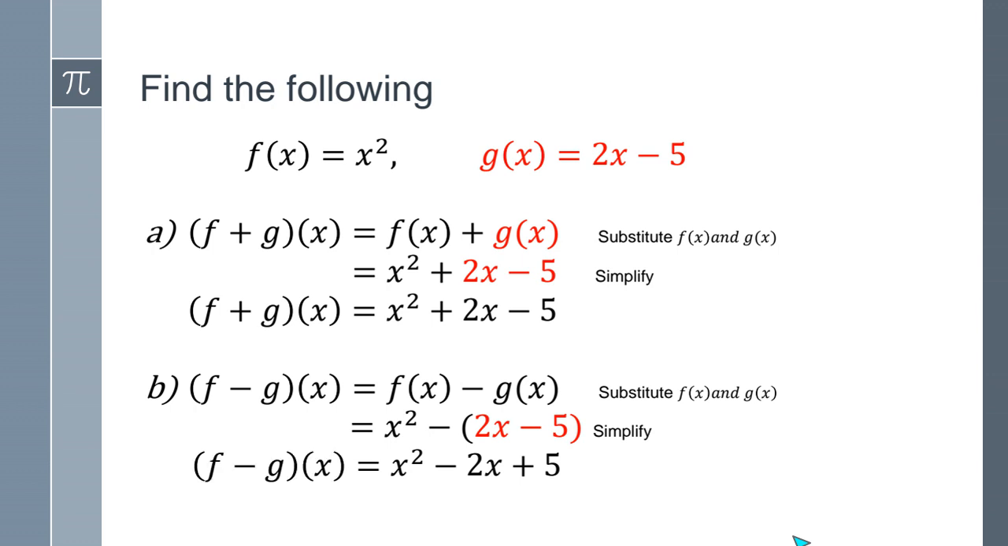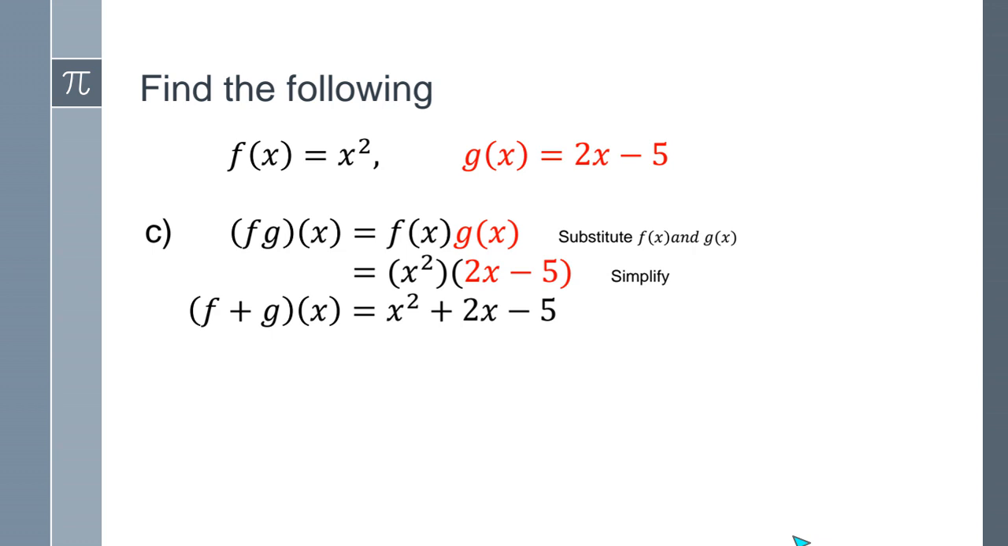Now let's go ahead and do the product, or the multiplication. Again, we want to multiply f times g of x. So this would just be f of x times g of x. Let's substitute what these are. F of x is x squared. G of x is 2x minus 5. On this one, to simplify, I need to distribute just the x squared to both of these terms here.